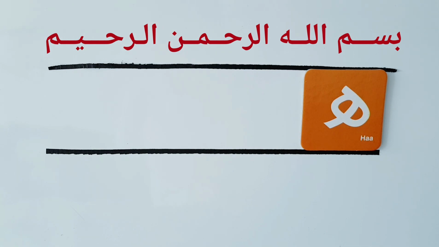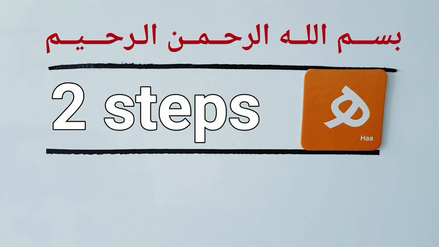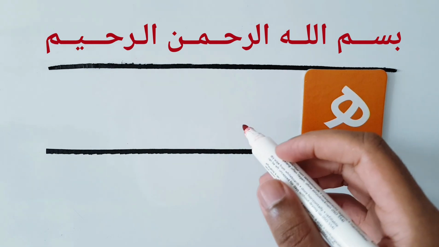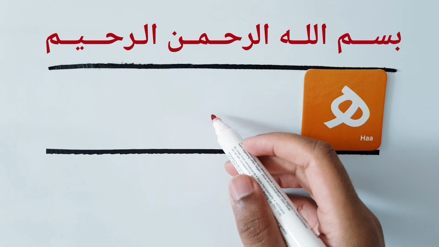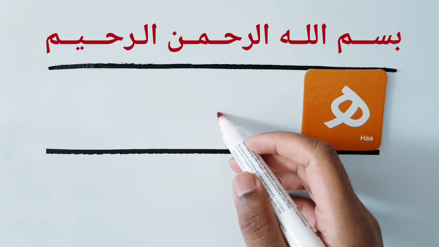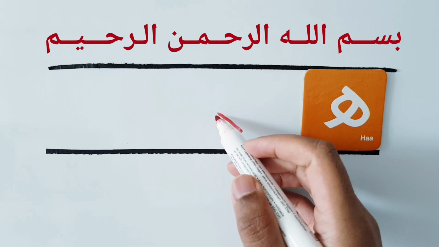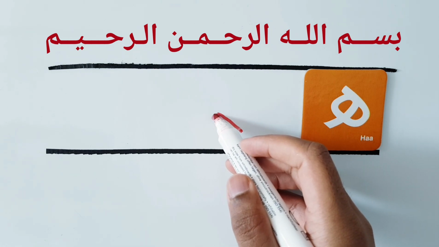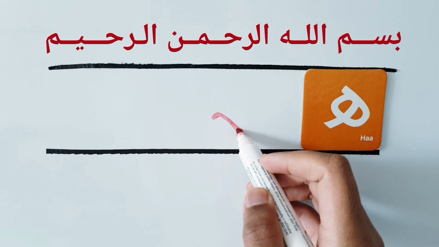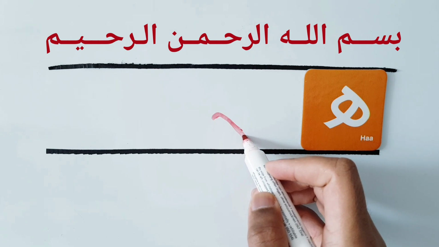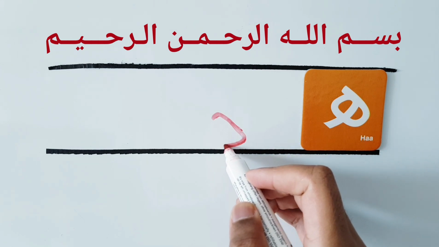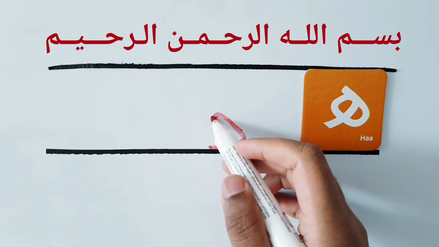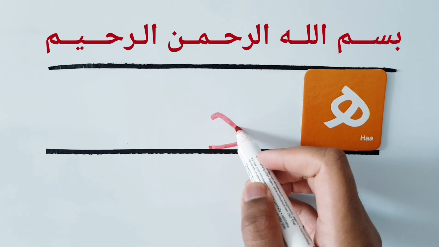In terms of writing, we're going to write ha using 2 steps, inshallah. Step number 1 is very similar to the way we wrote dal. When we wrote dal, we did this. But we're going to start with a closed end here. We're going to close it slightly here. Then we're going to do this. And then we're going to do this. This is step number 1. Similar to dal, except that it's closed.